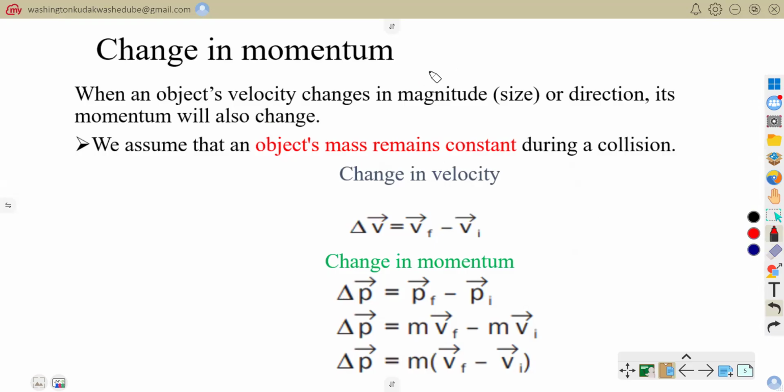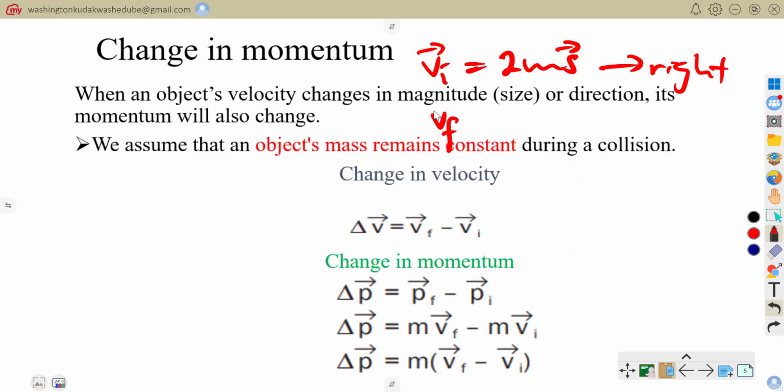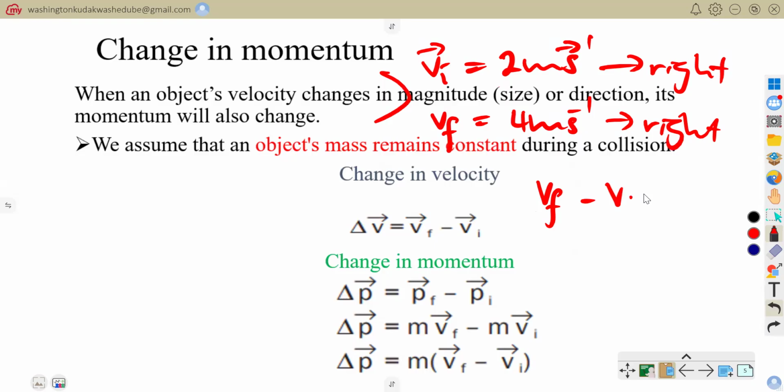the object's initial velocity was equal to 2 meters per second towards the right. Then the object starts accelerating, and its velocity increases to 4 meters per second, still moving in the same direction. Due to the change in velocity, which is v final minus v initial, giving you 4 minus 2, since they're in the same direction, it will be 2 meters per second. That is the change in velocity.